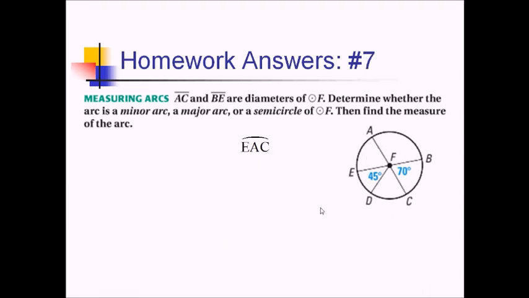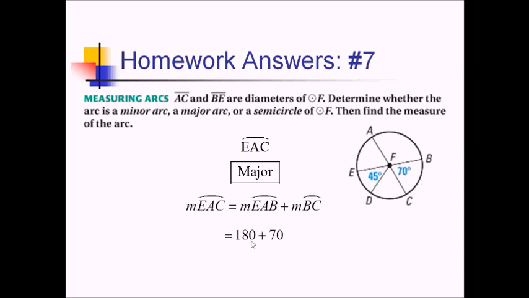For number 7, we want to find the type and the measure of arc EAC. So this is EAC, this big arc right here. To do this, first off, we know that this is a major arc because it's more than a semicircle. EAB would be a semicircle, and we're going beyond that, so this is a major arc. Now to find the measure, we have the semicircle EAB, formed by this diameter, plus whatever arc BC is. Well, we know that EAB is 180 degrees because it's a semicircle. BC we're essentially given, it's this 70 degrees here because of the central angle. So we've got 180 plus 70 comes out to 250 degrees.